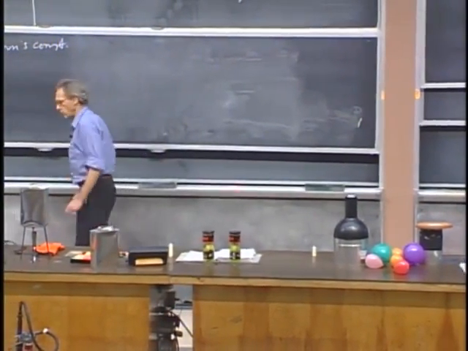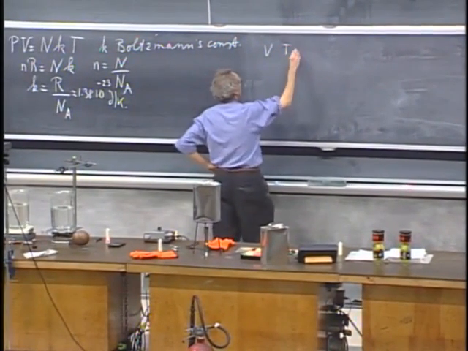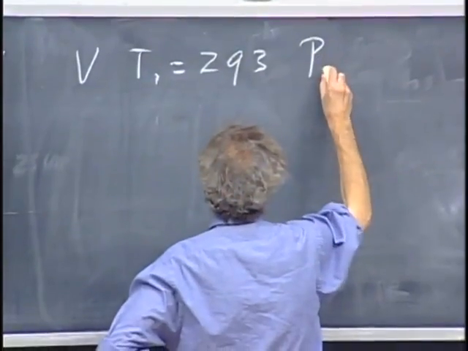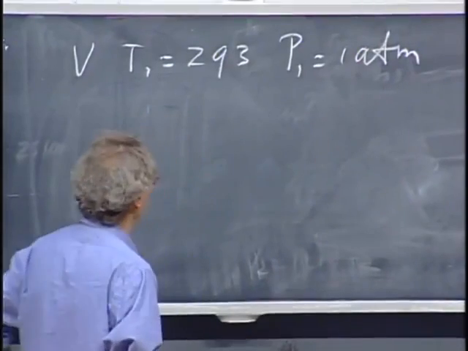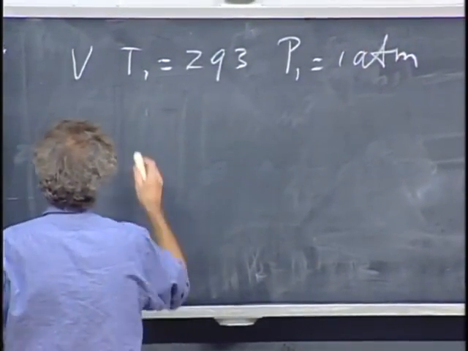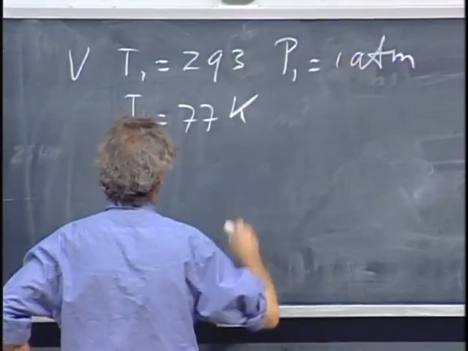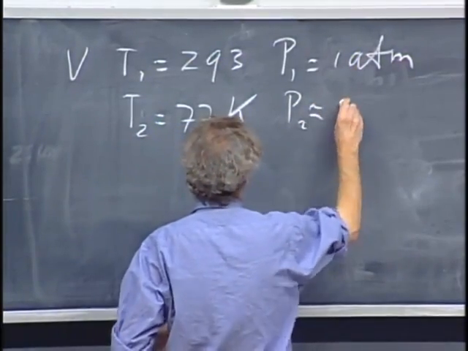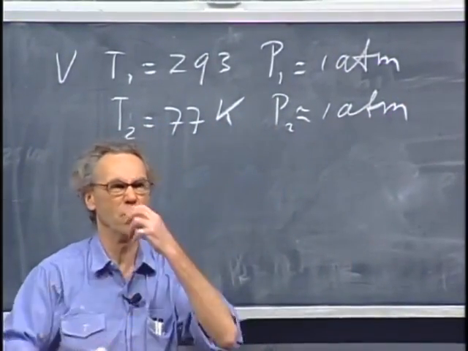So they have a certain volume. I don't care what that volume is. They are at room temperature, which is 293 degrees. And the pressure inside is very close to 1 atmosphere. There's almost no overpressure in those balloons. I'm going to make the temperature 77 degrees Kelvin, which is liquid nitrogen. The pressure will remain very closely 1 atmosphere. These balloons don't have very much overpressure no matter what you do with them.